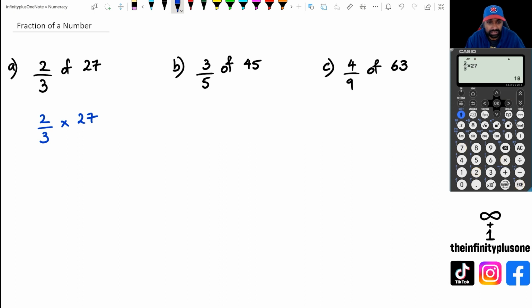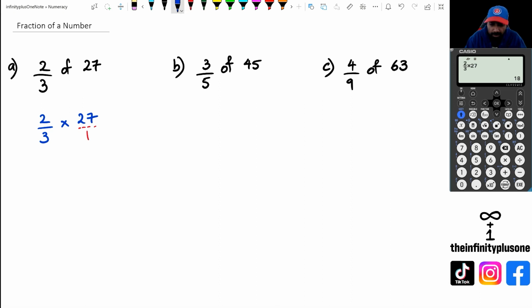Now, how are we going to do this without a calculator? Without a calculator, we first have a look at the numbers and see if there are any common factors that we can get rid of. I'm going to show you a couple of ways of doing this. The first method is this. Remember that 27 is the same thing as 27 over 1.